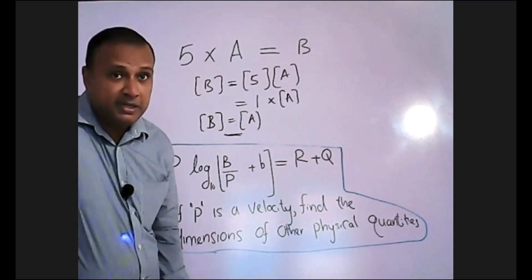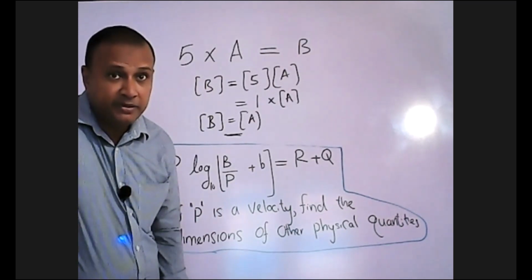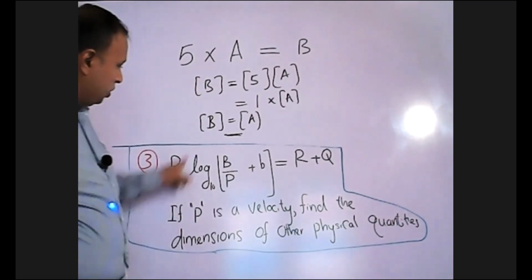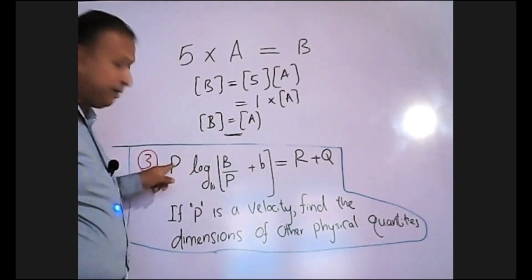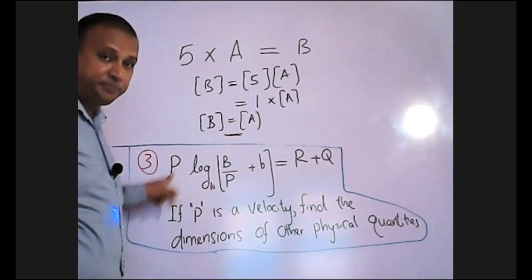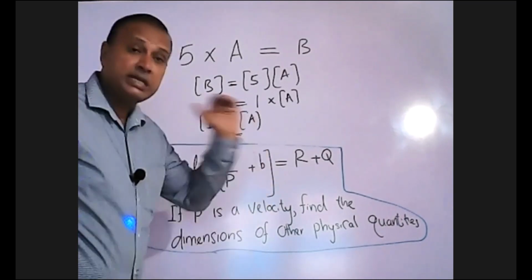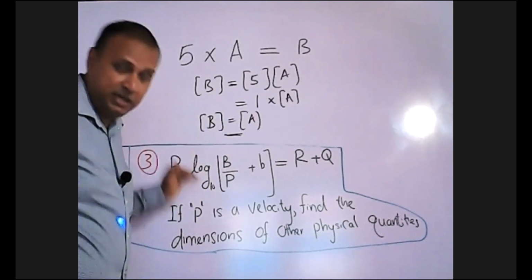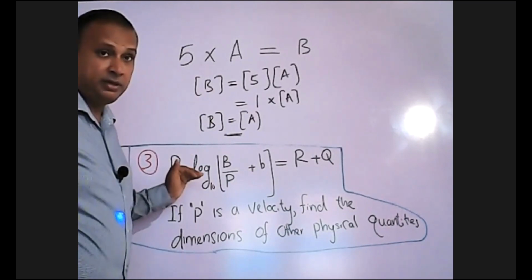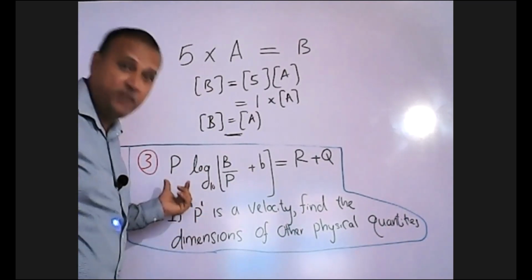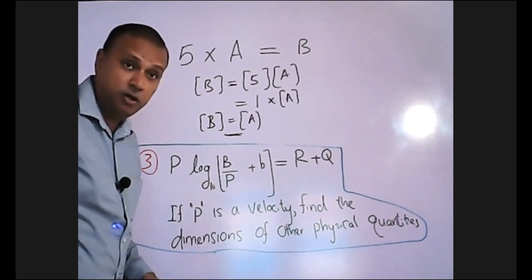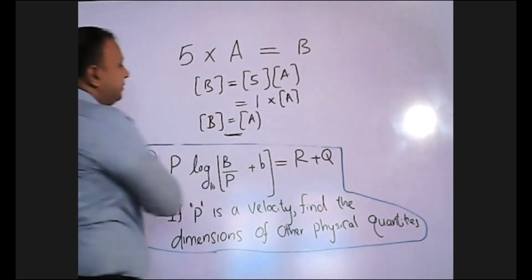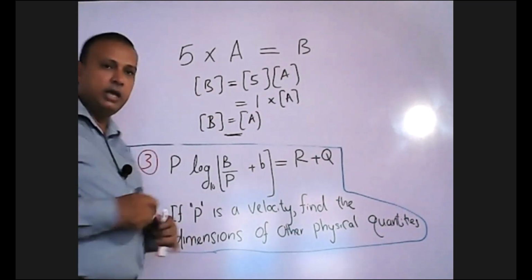Very good. Others? Okay. So this is just a number. A number is multiplied by a physical quantity. Then we should have the same physical quantity. So the left hand side of this equation represents a velocity because it is equal to the dimension of P.